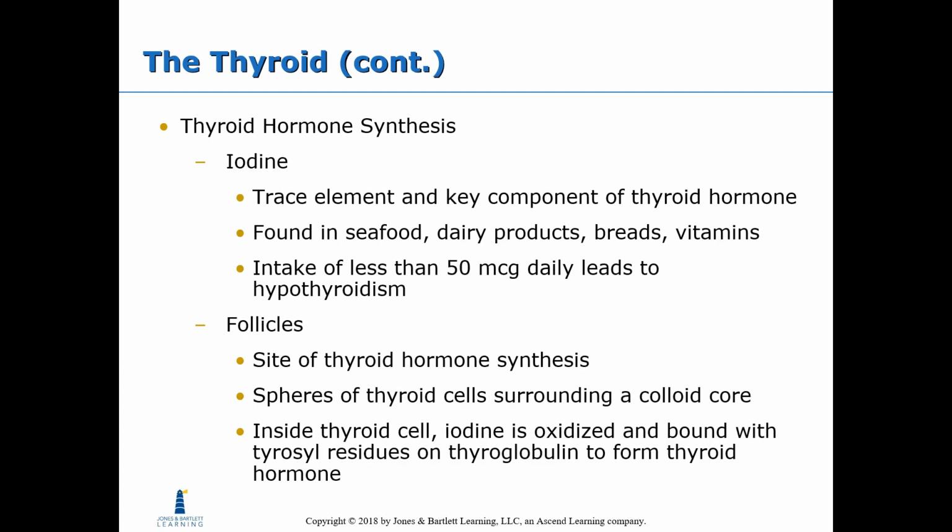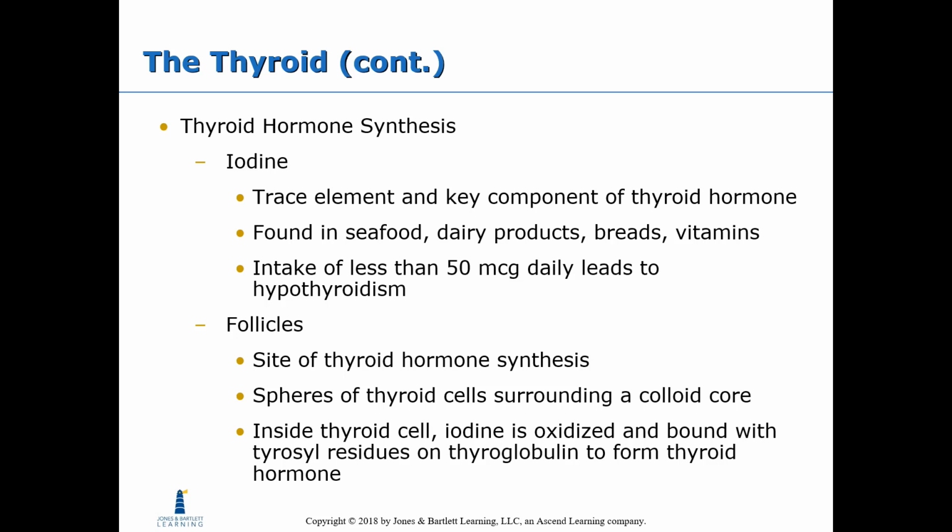So thyroid hormone synthesis. Iodine is a trace element and a key component of the thyroid hormone. It's found in seafood, dairy products, breads, and vitamins. And in the United States, we have iodized salt. So to ensure that people in the United States get enough iodine in the diet, we add it to our salt. An intake of less than 50 micrograms daily leads to hypothyroidism.